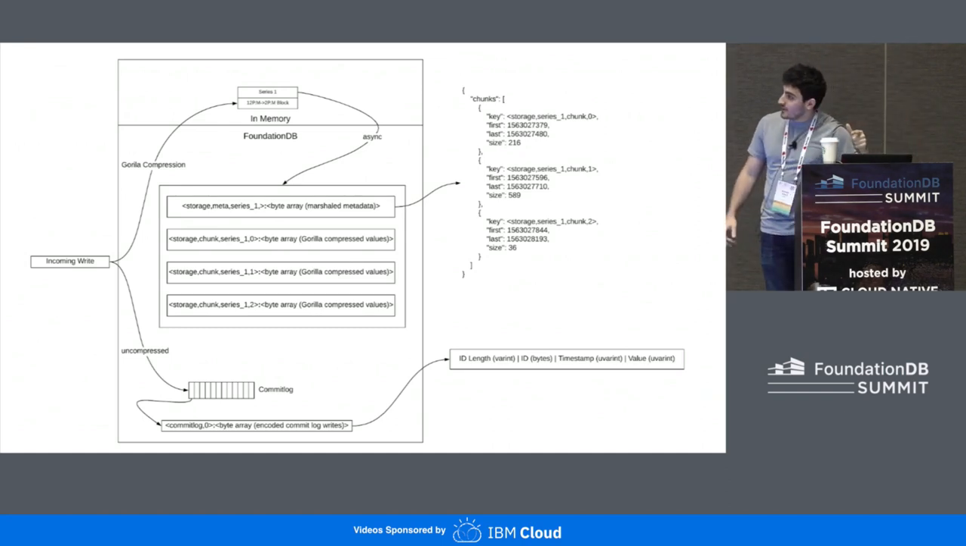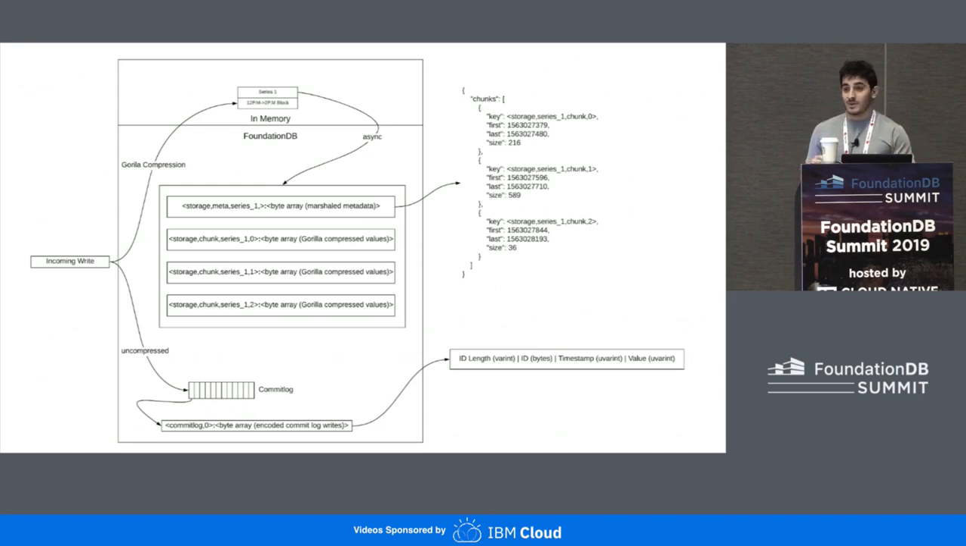And at the same time, they're getting batched together and written in uncompressed form into commit logs. But the commit logs live in FoundationDB. So if I was running this on Kubernetes, for example, and a node dies and comes back, it's completely stateless. It has a node identifier, it goes and finds its commit logs from FoundationDB, and you don't have to worry about any of that statefulness.